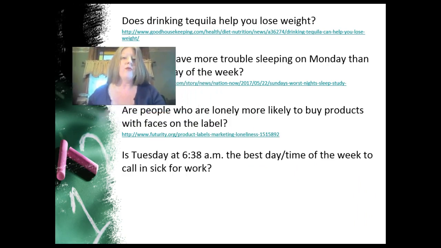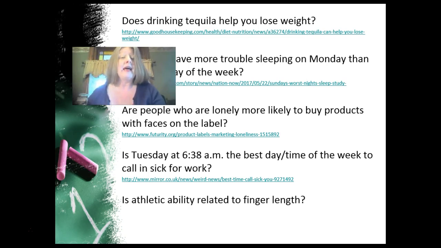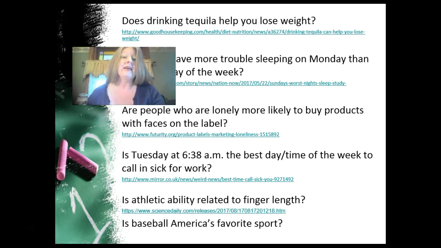Okay, a few more quick ones. Is Tuesday at 6:38 a.m. the best day and time of the week to call in sick for work? Yes, it is. You'll actually read that study in a little bit more detail later on this semester. Is athletic ability related to finger length? Yes, it is. Is baseball America's favorite sport? No, it's not. It's football. Again, according to the research.